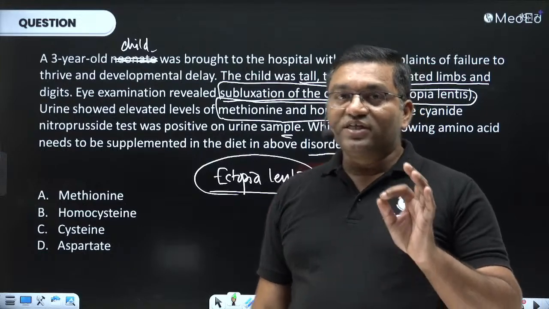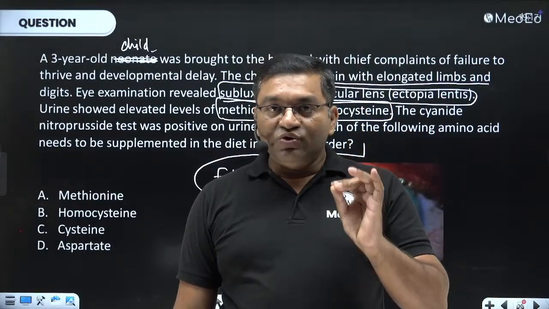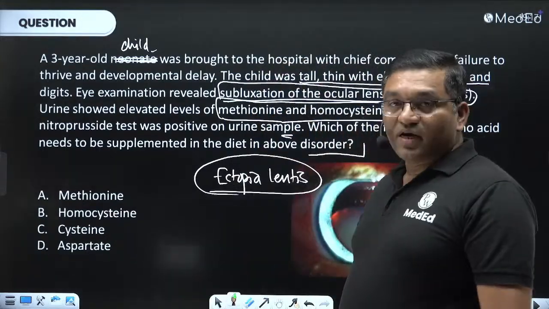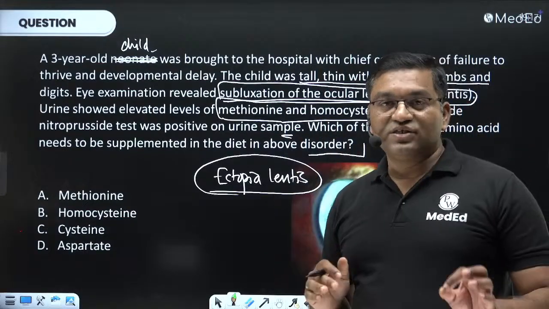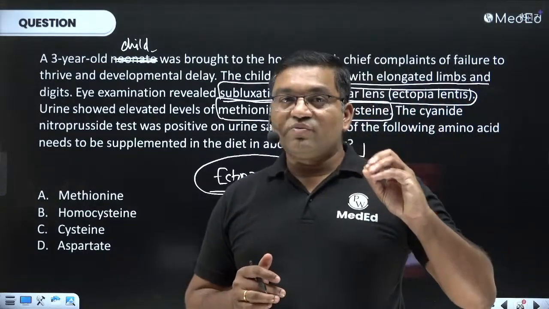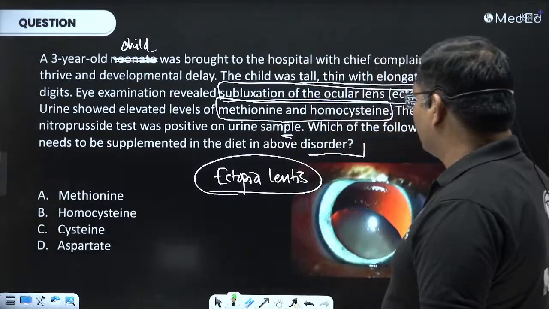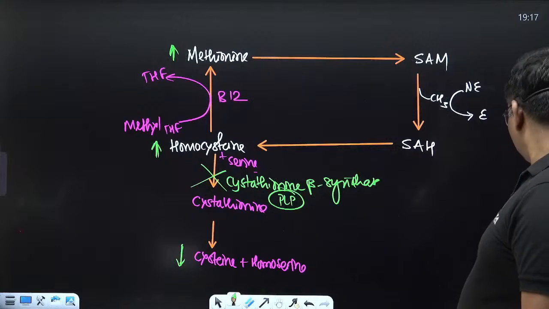In Marfan syndrome, there is a mutation in the fibrillin 1 gene, with superotemporal subluxation of the lens because of involvement of the zonular fibers of the lens. Okay, so this is homocystinuria.